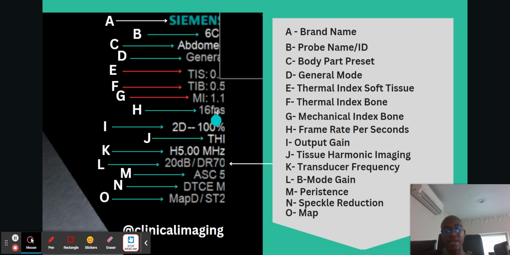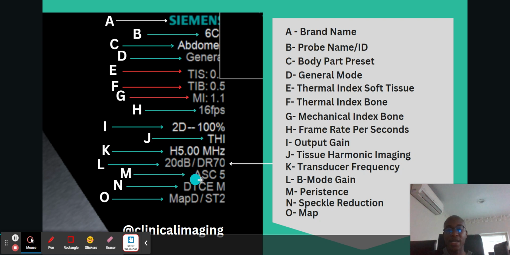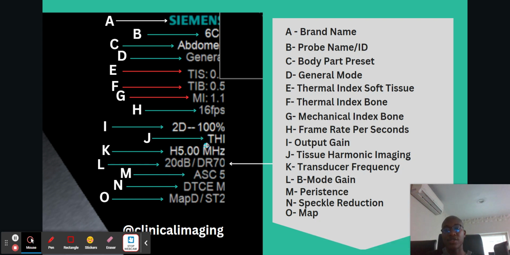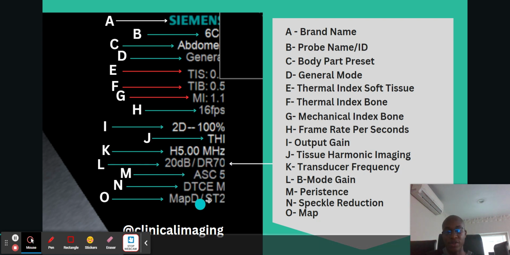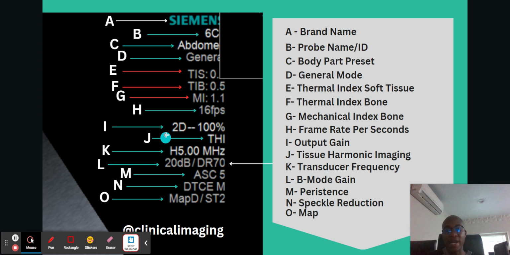Though there might be different names or different symbols. For example, dynamic range might have another symbol, or persistence and speckle reduction may have other names. So it's up to you to check your manual to understand what these are called on your machine and what the symbols represent. But basically, for most machines, you will find these things common. Most of them don't change.